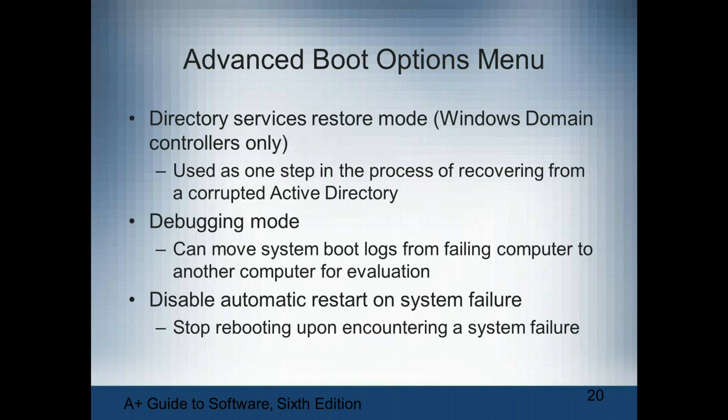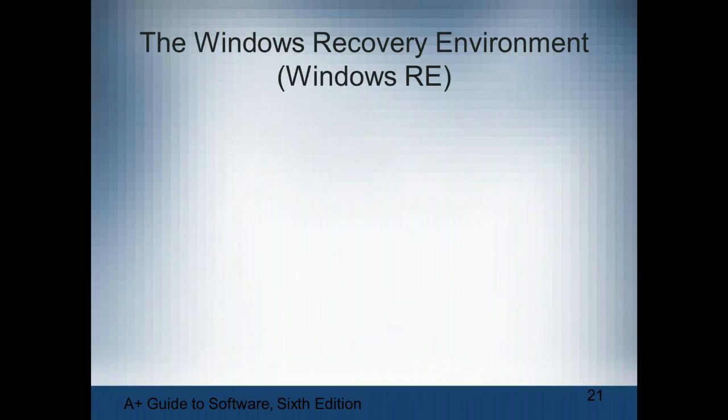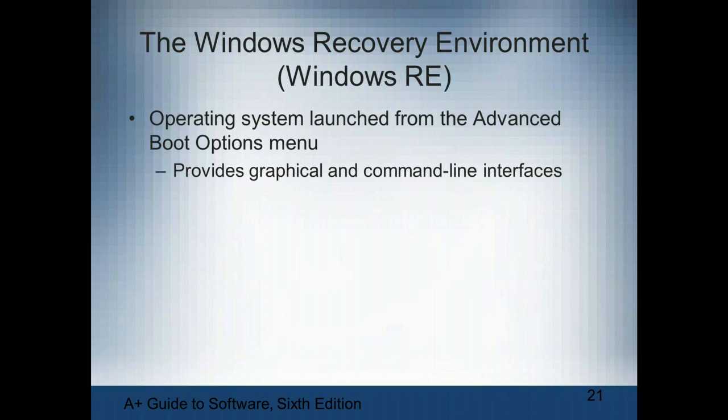Disable automatic restart on system failure. We talked about that. It stops a rebooting when it has a system failure, because if you get the blue screen of death, about the time you figure out where the error message is, it'll restart. If you disable that, you can read those error messages. It's going to stop and let you read the screen itself.